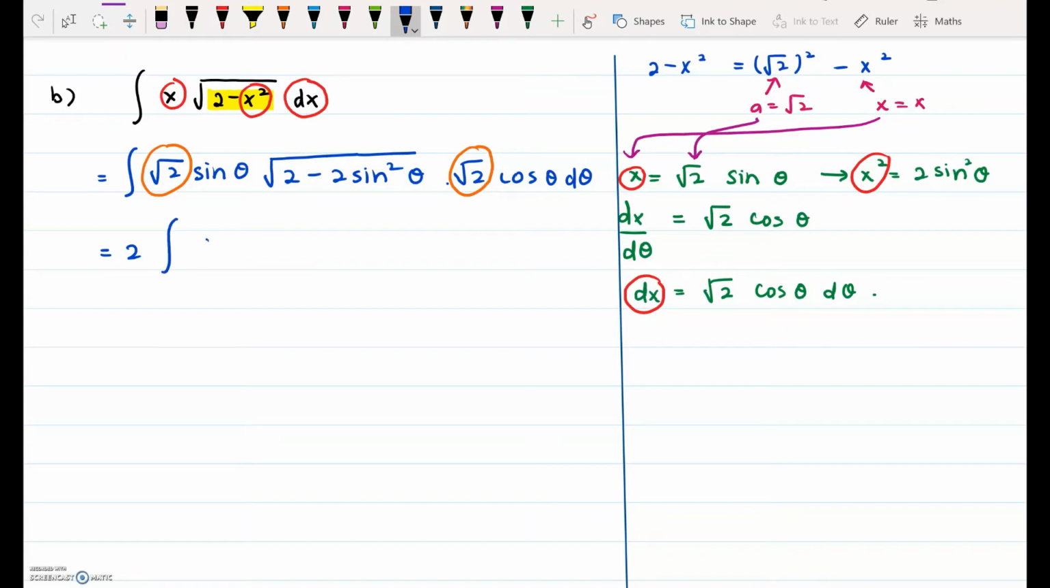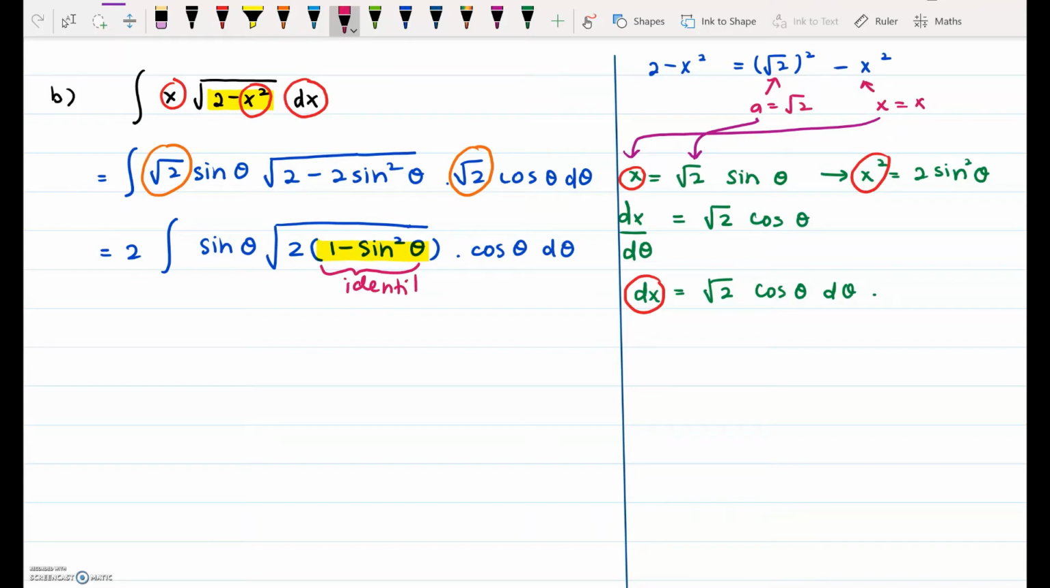Then the integration of sine theta, the square root of, okay, what happened with the terms in the radical? We can factorize. It will be 2 times 1 minus sine squared theta, and then we have cos theta d theta at the back. Remember, you must simplify the terms in your radical, in the square root, until you get the form of an identity. We will modify it later with the formula of identity. So this one you will get is an identity.